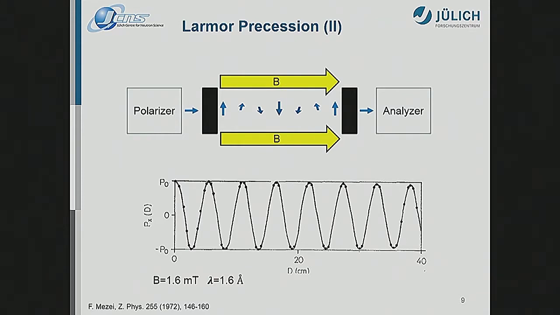And you have the analyzer, and then you can move that whole thing. If you keep moving that thing, the projection of the spin as you move along changes, and you get this cosine type oscillation. This was done for 1.6 angstrom neutrons and a very low field, maybe 16 Gauss, something like this, 1.6 millitesla, and then the period of oscillation is in centimeters. So you can actually see it. With the field that we have and the neutrons that we have, the period of oscillation would be about 50 microns.